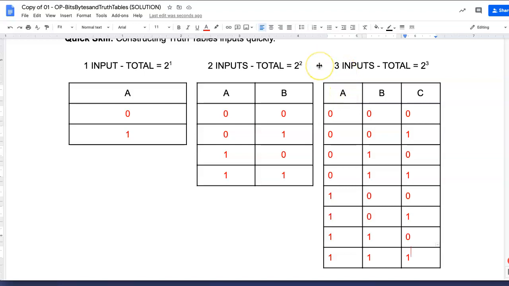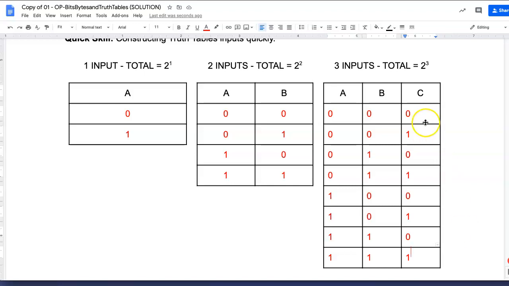And if we continue this, if we had 4 inputs, this would be every 8 that we would swap. And this allows you a couple things. It allows you to very quickly write out these truth tables when you have to account for all inputs. And also it's a consistent way to do it.